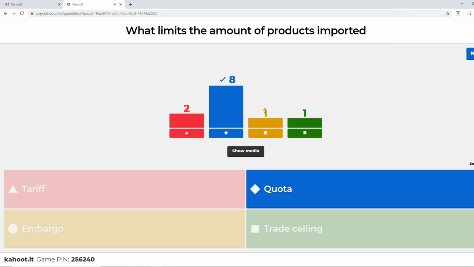So, embargo and trade ceiling. Well, we haven't learned any of that. And talk about tariff. Tariff is about the amount of cost that you have to pay when there is a tariff. Can somebody tell?